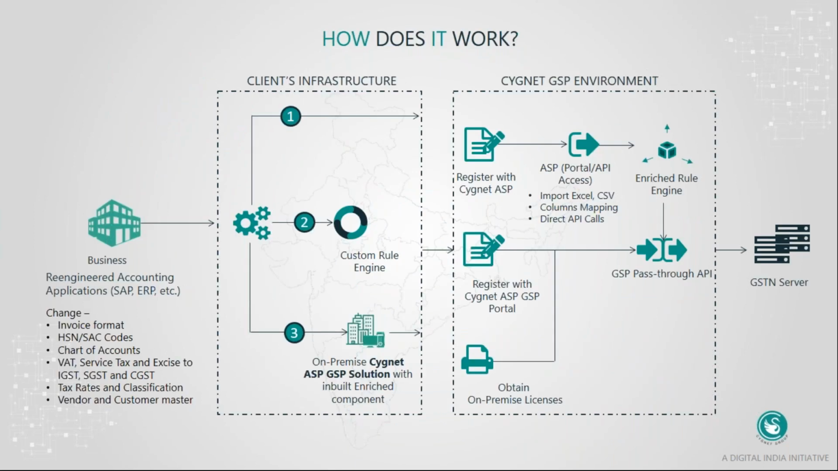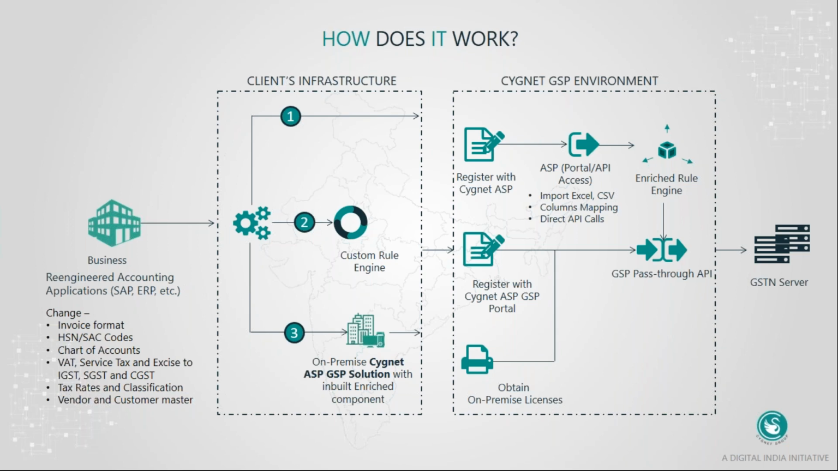Moving forward, we provide three basic flavors of Cygnet ASP offering. The first flavor is a web portal. As you can see on the screen, number one is the first flavor. It's our web portal, our private cloud offering as a web application where you can go and manually do all your uploads. The second flavor is a custom rule engine available at your site.